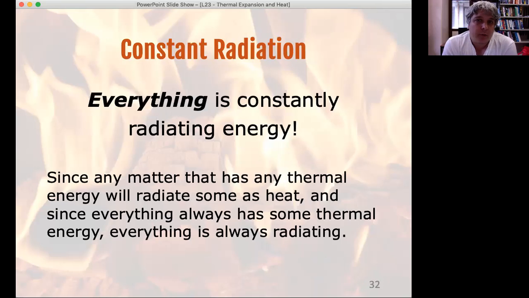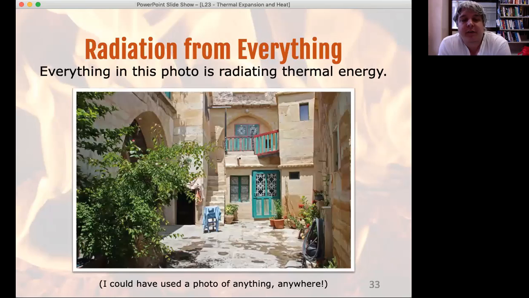Just to really drill home what I said, everything is constantly radiating energy. Any matter that has any thermal energy, anything at all, so anything above absolute zero, which is literally everything in the universe, everything is emitting some of its energy as heat, as radiation, as thermal radiation. So everything is always radiating. Everything in this photo is radiating thermal energy. Literally everything. I could have used a photo of anything, anywhere.